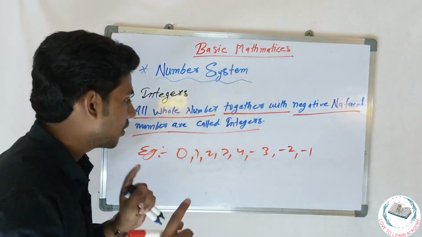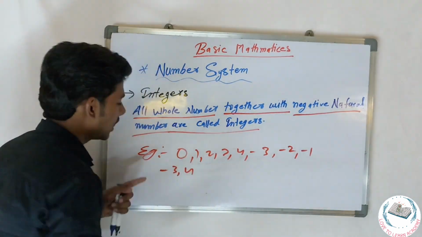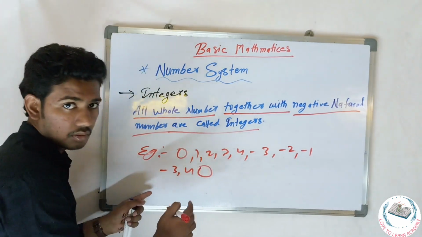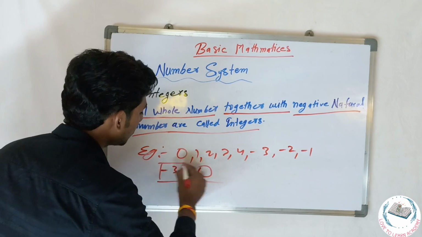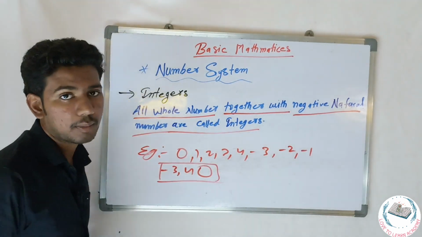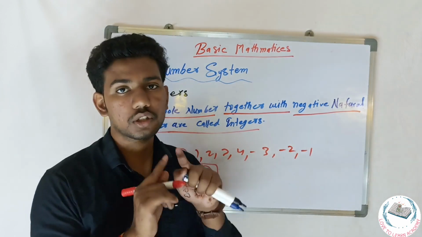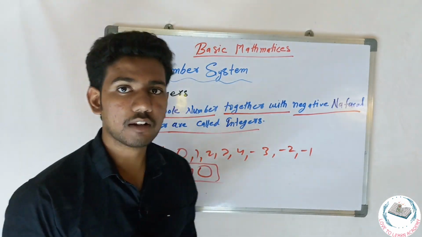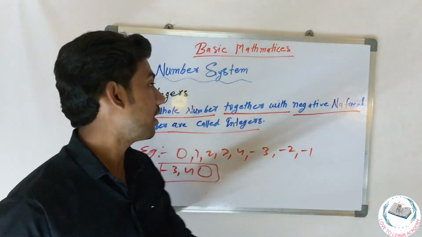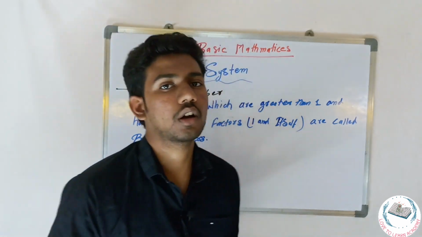So remember, negative numbers, positive numbers, or 0 in between are our integers. Integers means negative numbers and positive numbers, with 0 in between as the neutral on the number line. I hope you understand what integers are.